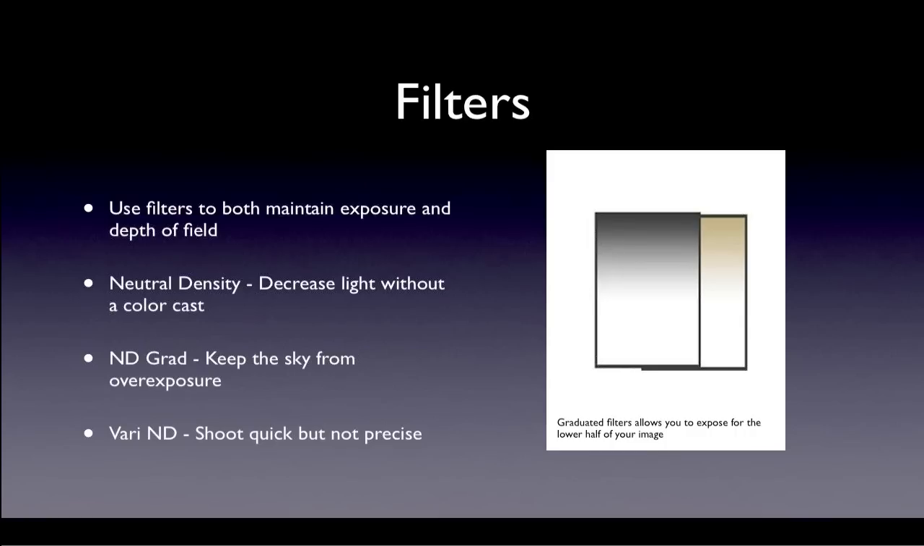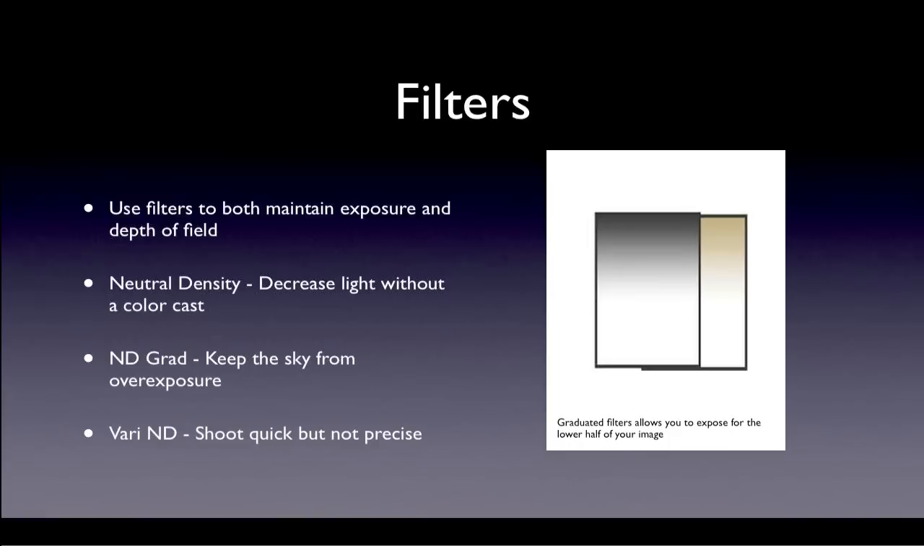When you use filters, it's really going to help you both maintain your exposure and your depth of field. Now, in traditional video cameras, a lot of them have neutral density filters built in. But with digital SLRs, this isn't the case. You have to actually buy your filters separately and then add them to the lens. So this is obviously a really big change for people that have been shooting traditional prosumer video cameras for a while.